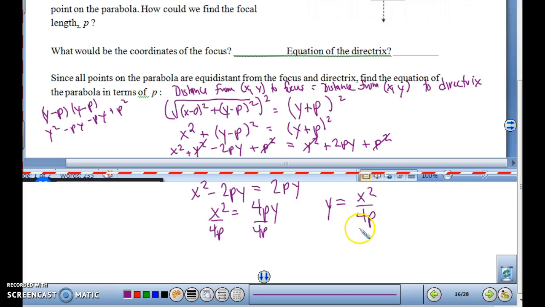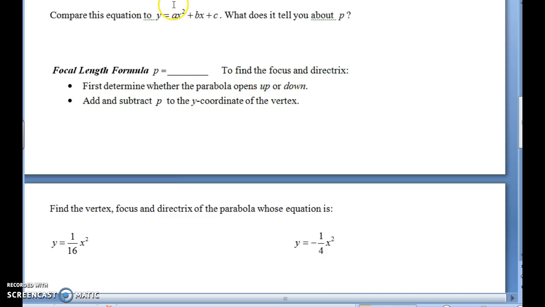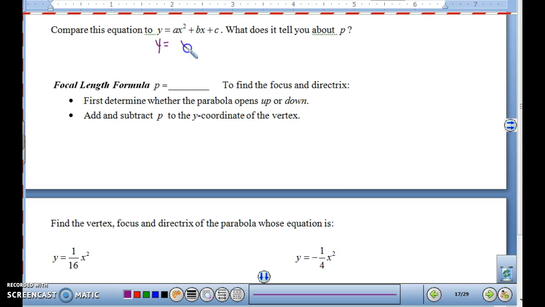Now, how is that going to help us dealing with the focal length? Remember, p is the focal length. We just found that y is equal to x squared over 4p. Now, let's compare this to the form of the equation y equals ax squared plus bx plus c. Well, this is x squared, so isn't this really a 1 out in front? So couldn't this actually be y equals 1 over 4p x squared? So this right here is actually the a value of the equation. So we know that a is equal to 1 over 4p based on what we just did.